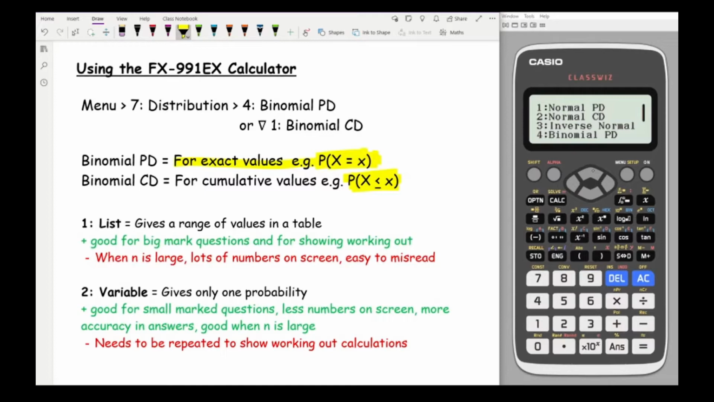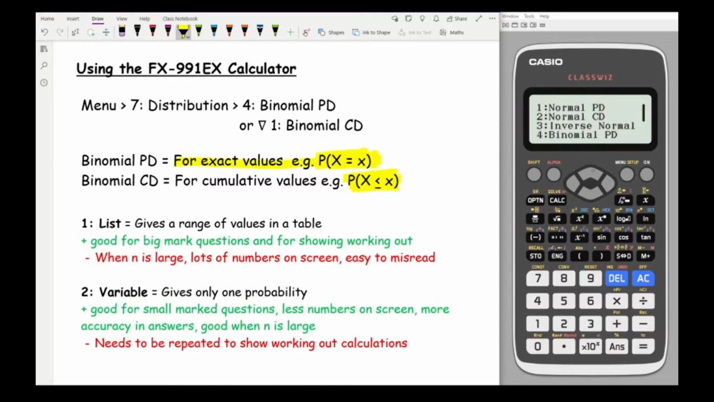The list is basically the old formula book tables that used to be in the olden days. I'll say olden days because it makes me feel old, when we were given a formula book where all the binomial probabilities were in a table, whereas now they are already pre-programmed into your calculator.